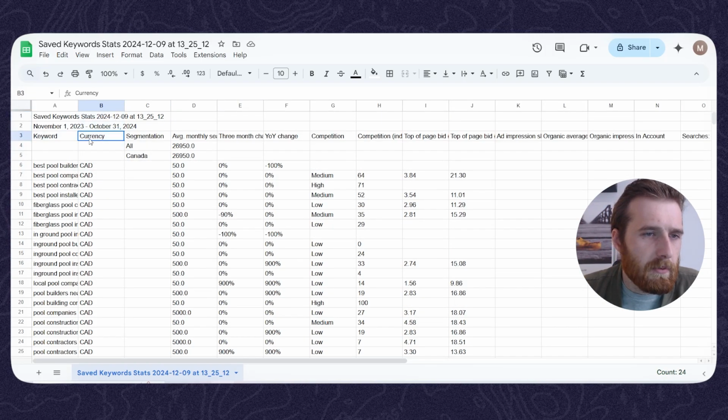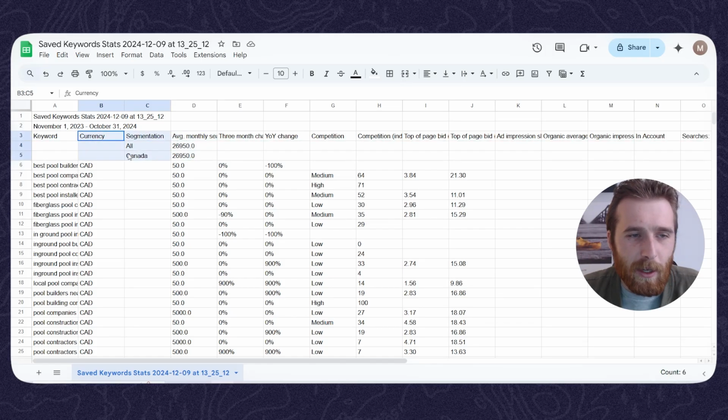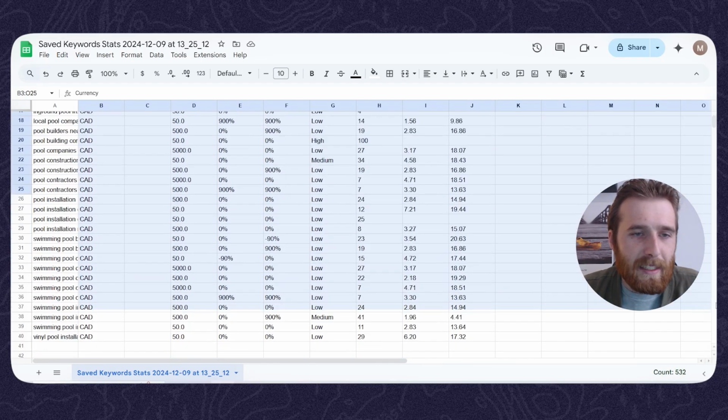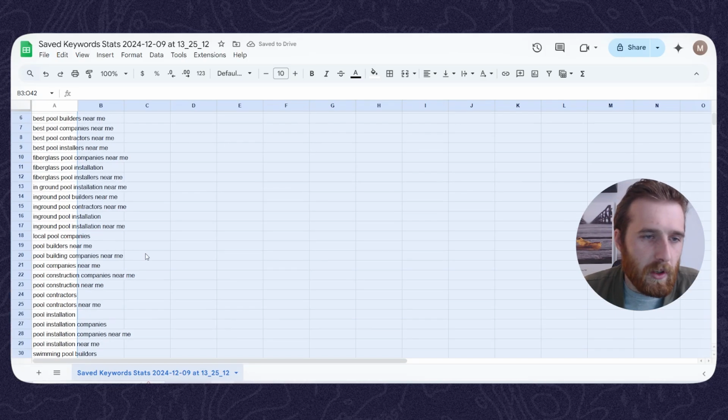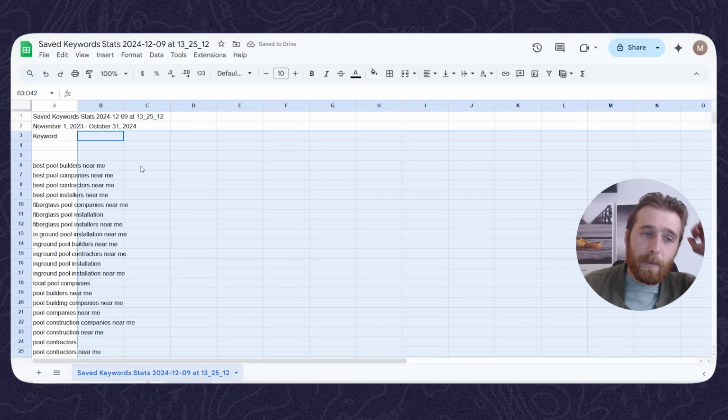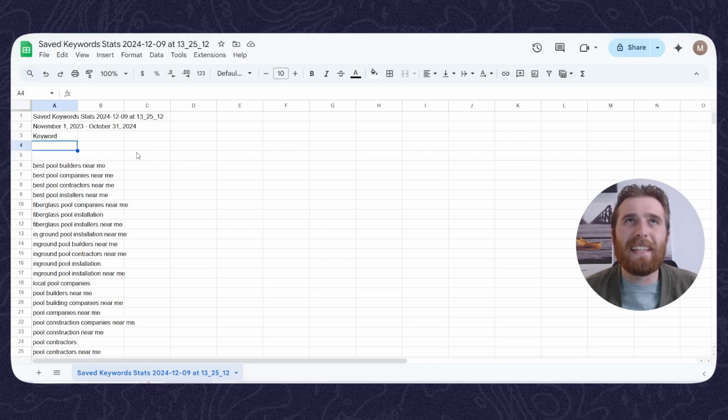For whatever reason, I did this for Canada, when we were targeting the US, but for the sake of keeping it simple, I'm just going to remove all of this. You could always add the search volume so you can see what keywords are going to be top of mind here. And what we're going to do is divide them up into intent-based ad groups.